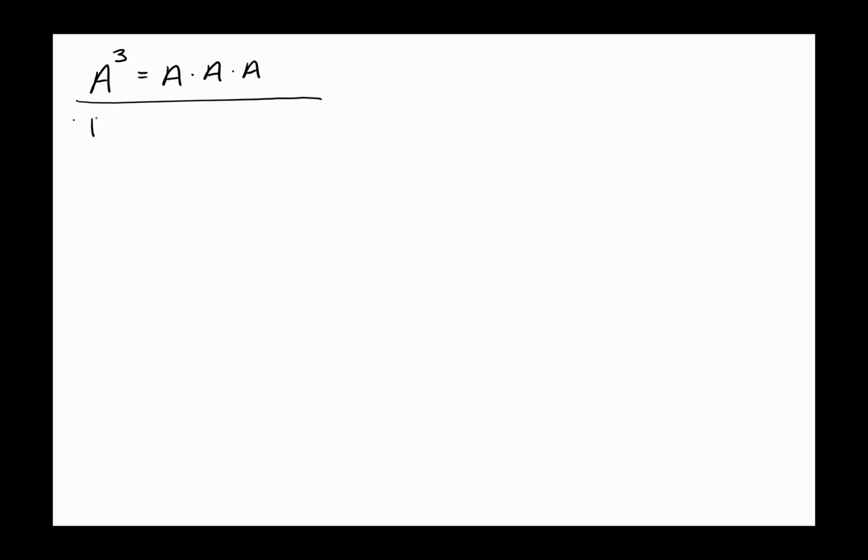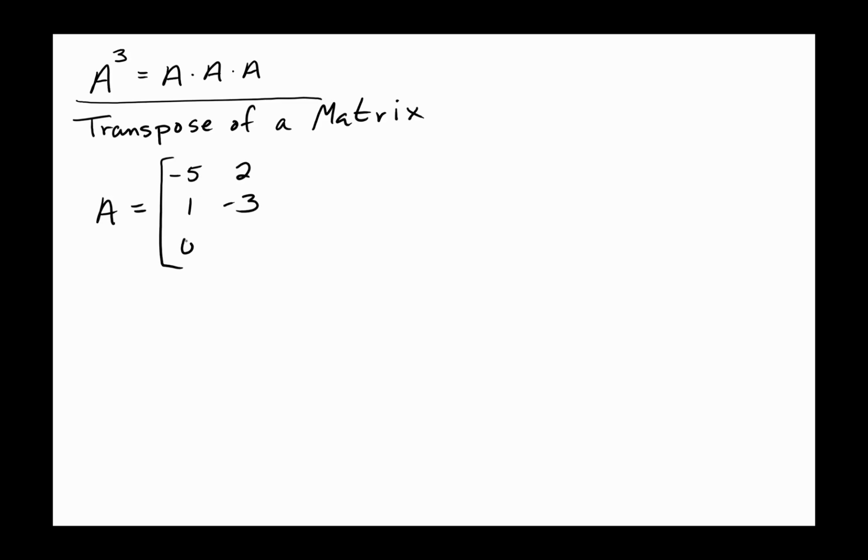Then we want to talk about what's called the transpose of a matrix. Pretty simple idea. So let's take a matrix like this. Okay, and so its transpose, first of all, the notation is A with a superscript T. Basically, we turn the rows into columns, and so it looks like this.